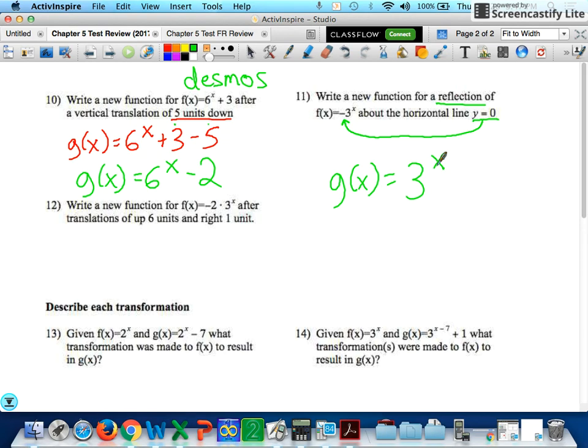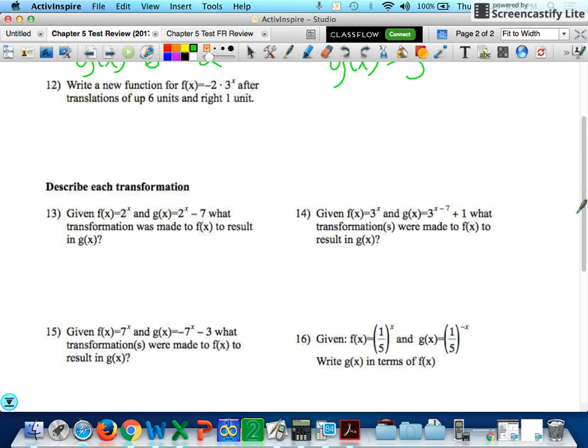Okay? Number 12 is tricky because two things happen. We want to go up 6 and right 1. Take them one step at a time. We have g of x, that's our new function, equals negative 2 times 3 to the x. And now we want to go up 6. Well, up 6 means we got to go plus 6 out here on the back.